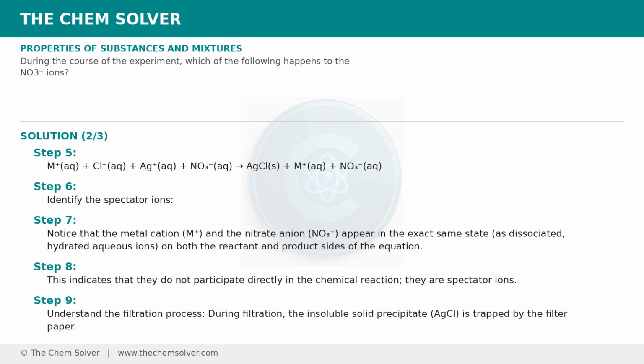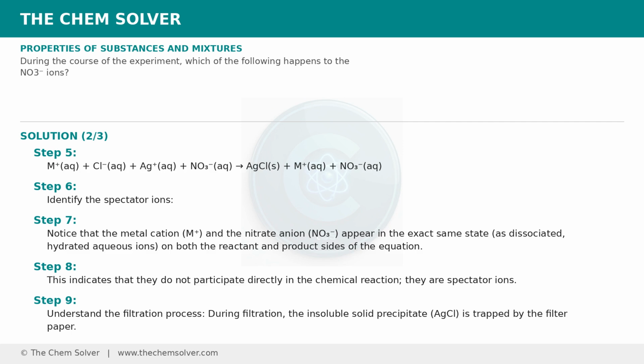Identify the spectator ions. Notice that the metal cation, M⁺, and the nitrate anion, NO3⁻, appear in the exact same state as dissociated, hydrated aqueous ions on both the reactant and product sides of the equation. This indicates that they do not participate directly in the chemical reaction. They are spectator ions. Understand the filtration process.